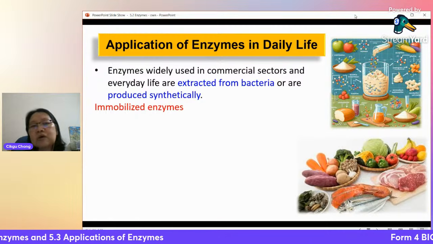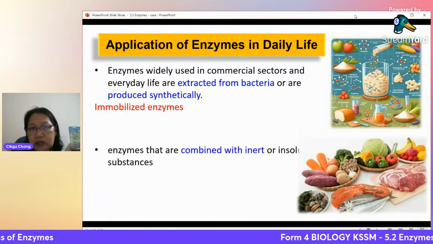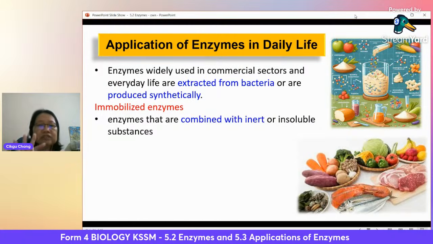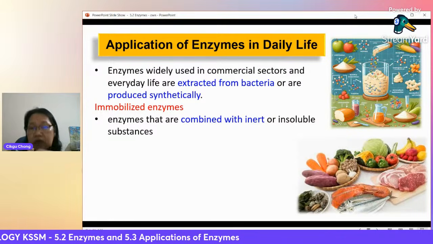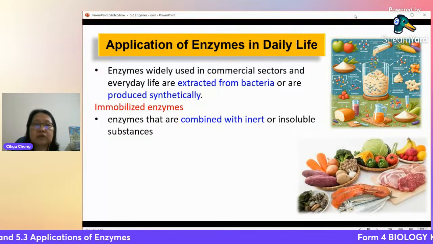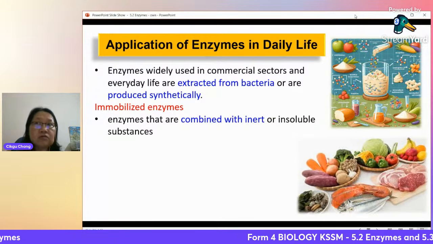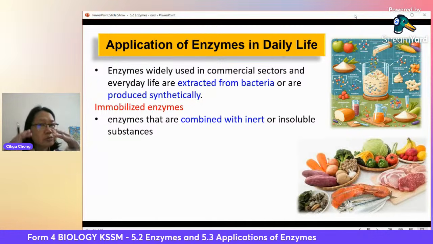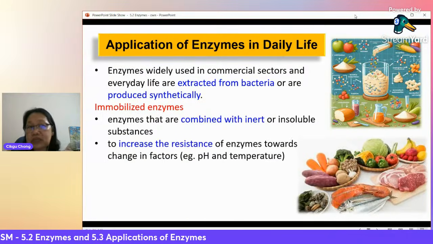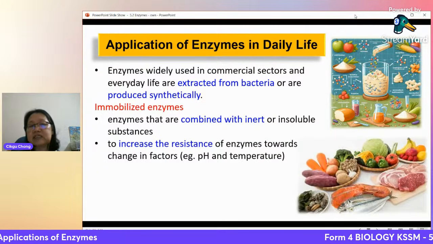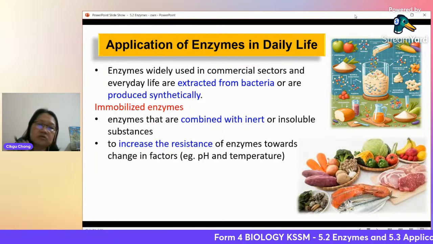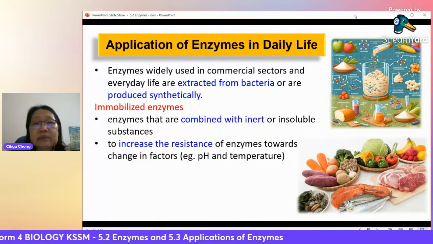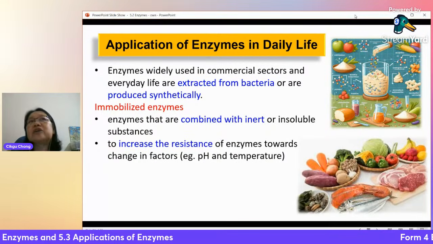Now you have something called immobilized enzyme. This is the immobilized enzyme technology. Nowadays, the enzymes are combined with something else, which is inert, meaning not active, or something that is insoluble, to make the enzyme more stable. So the enzyme will not break down. It's not so sensitive to heat changes, not so sensitive to pH changes and so on. So the purpose of immobilized enzymes is to increase the resistance of the enzyme towards changes in factors. That means not so easily affected by pH, not so easily affected by temperature. So it's good, right? Because it's more stable. It does not get broken down easily. It does not get changed easily.